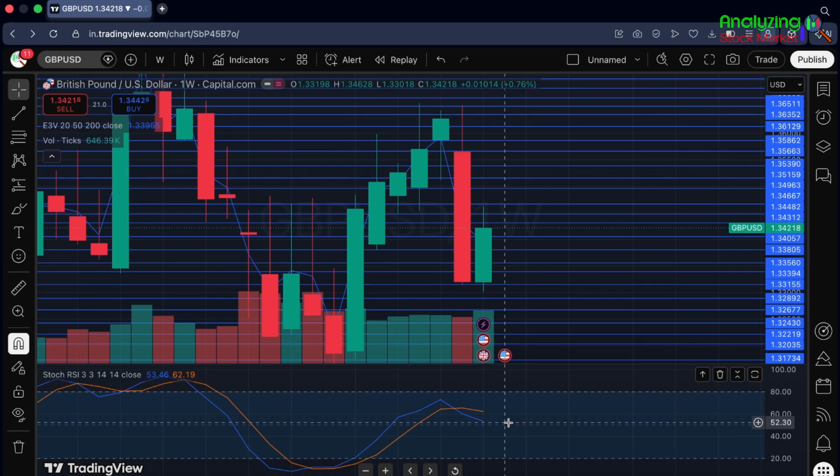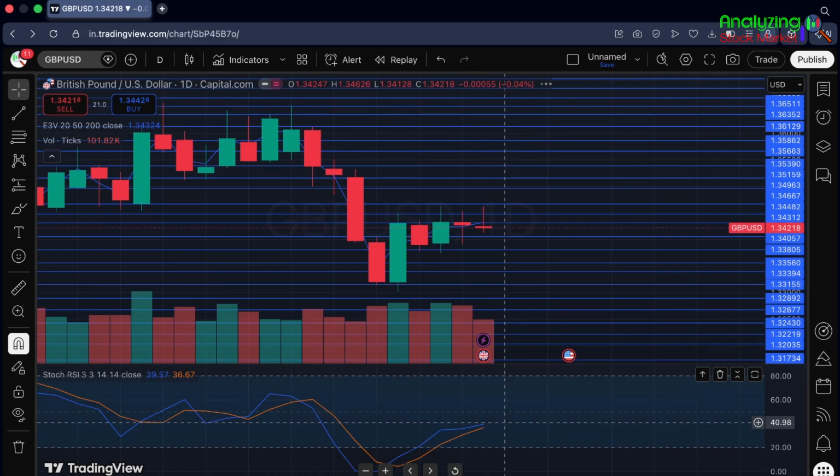So now let's mark some important support zones and resistance zones on a one-day chart. So here, this is a one-day chart.